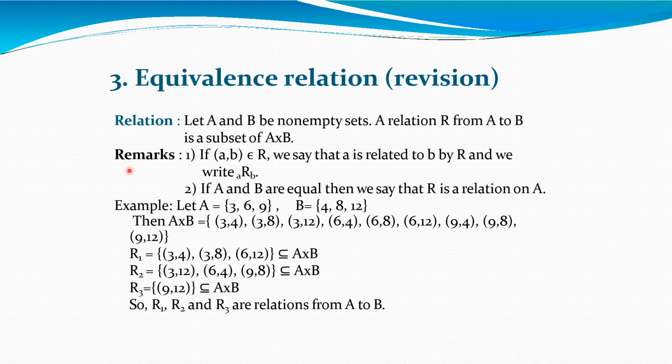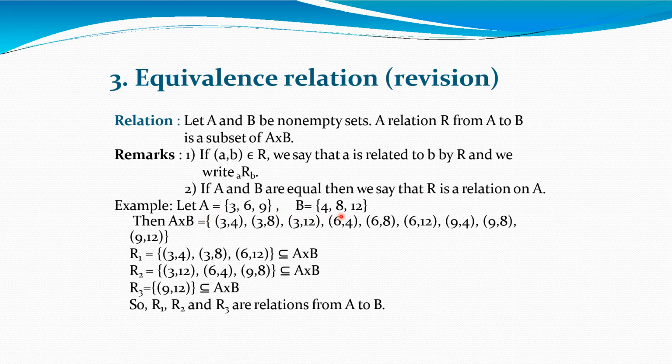Now see the remarks. If the ordered pair (a, b) is present in R, then we say that a is related to b by R and we write this as a R b. That means a is related to b. Now if A and B are equal, then we say that R is a relation on A instead of saying R is a relation from A to A.